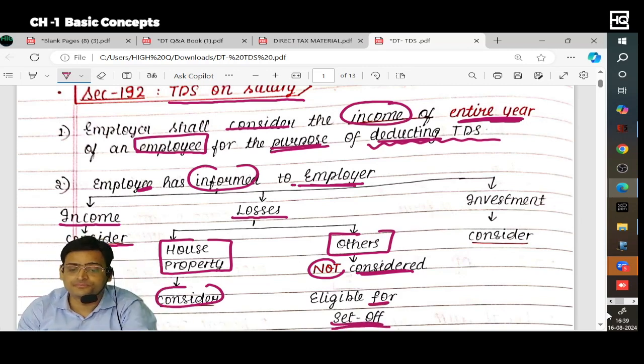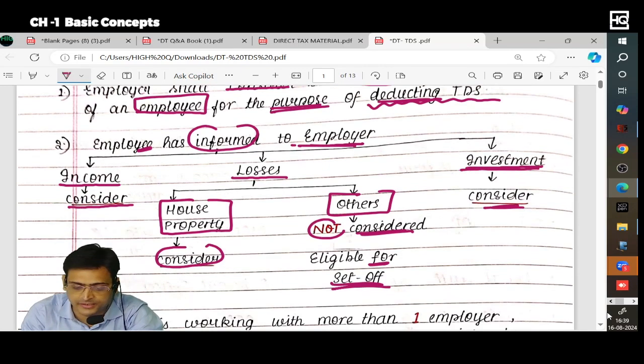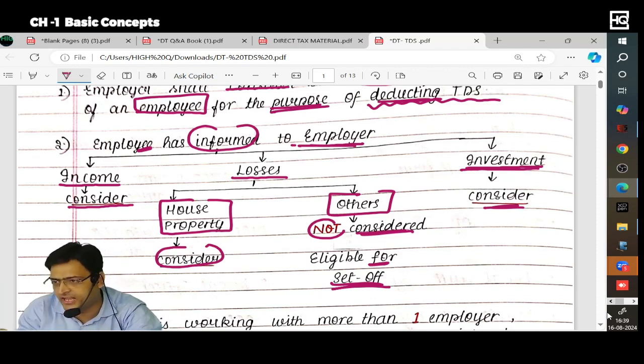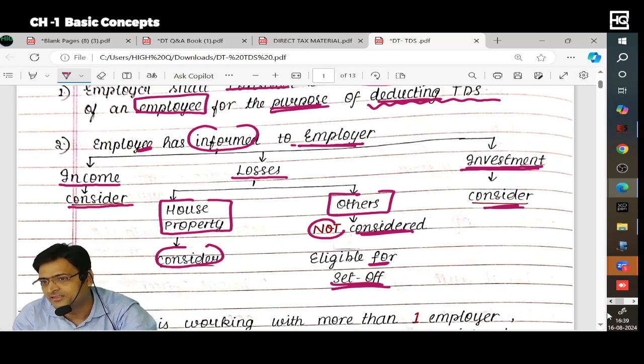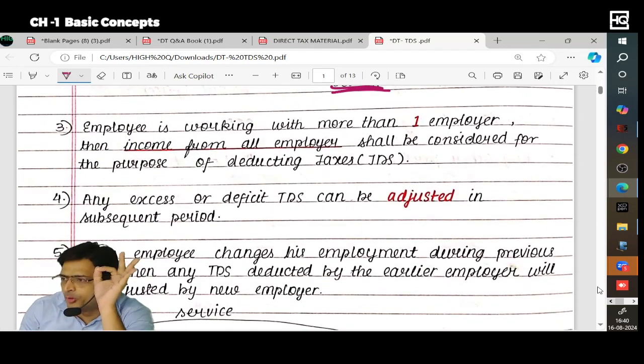Okay, now what if employee will inform investment? Employer has to consider it. So I'll ask you, you want to read or shall I ask you? Read, so that you will get breather of 2 minutes. Okay, now tell me, if employee is informing income to employer, what will happen first is whether employer has to consider it. Losses, house property, other losses, investments.